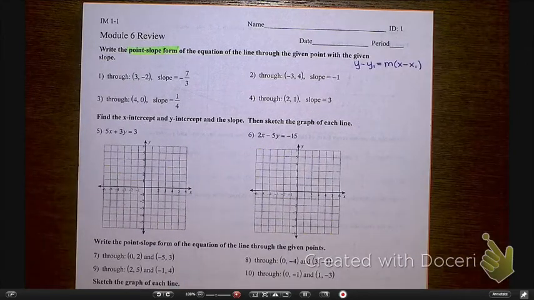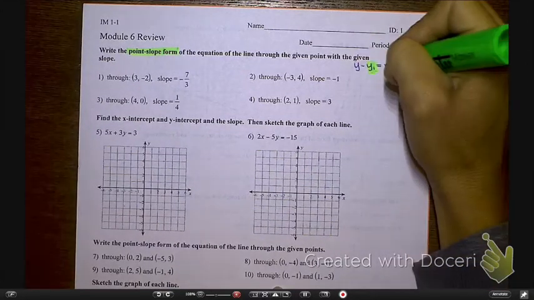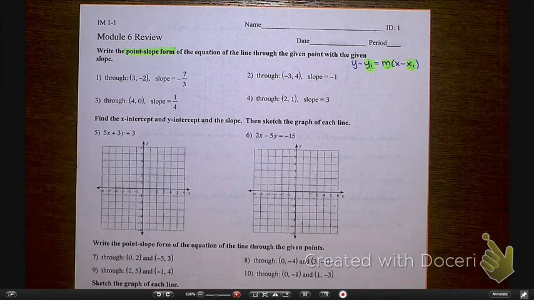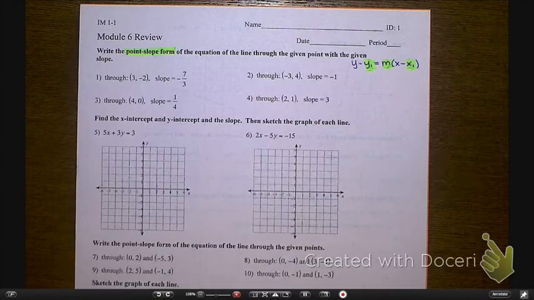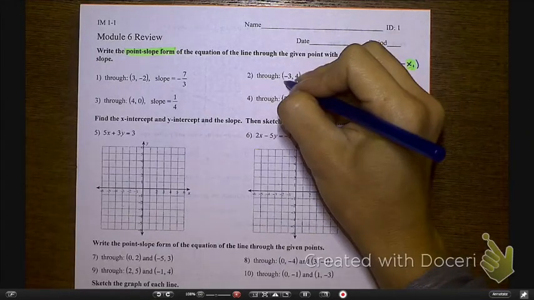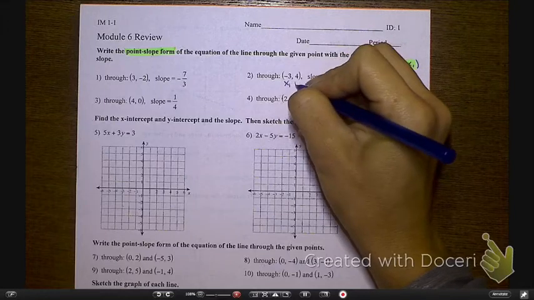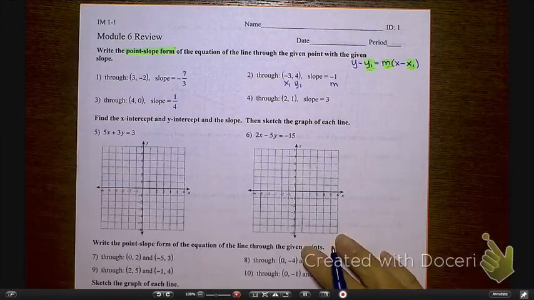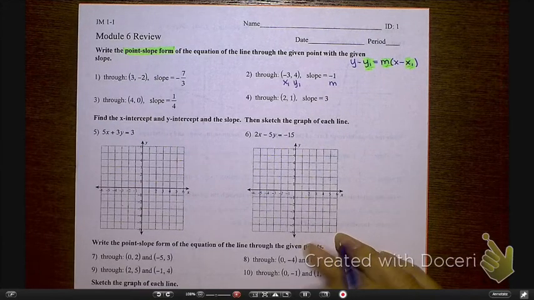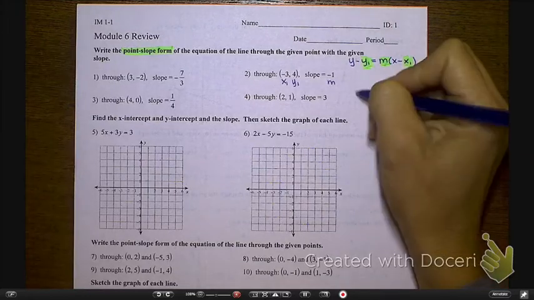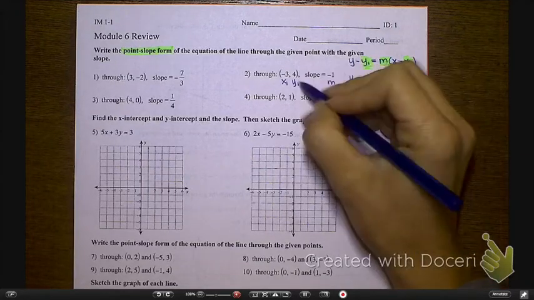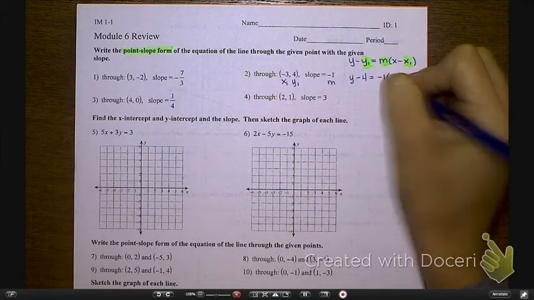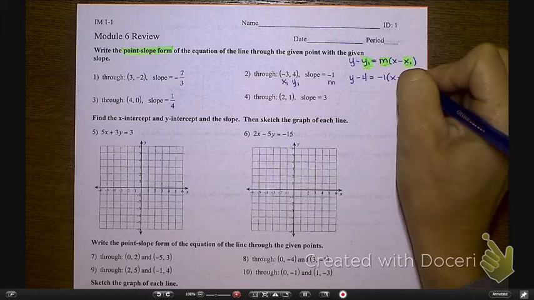And remember, we're just trying to fill in the things that belong in the y1 spot, in the m spot, and in the x1 spot. So if we know those things, we can just fill them in, right? Okay, so for number 2, we know that x1 is this number, -3, and y1 is this number here, and this number, -1, this is our slope, so this is m, right? Okay, so let's go ahead and plug those things in. So we're going to get y minus y1 is 4 equals m was -1, times x minus -3.